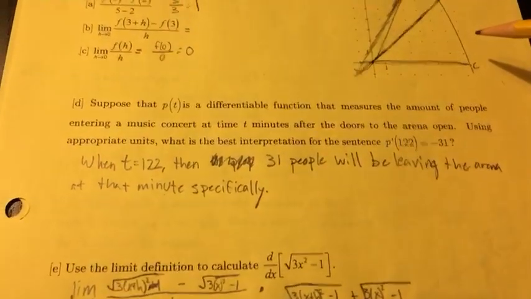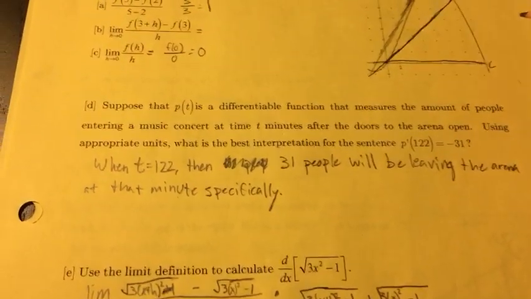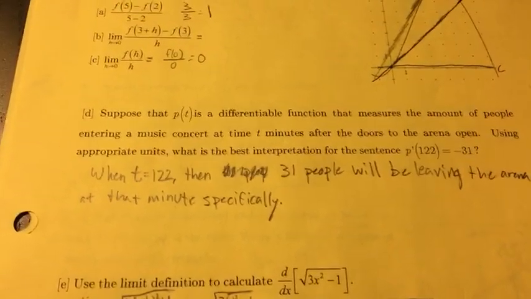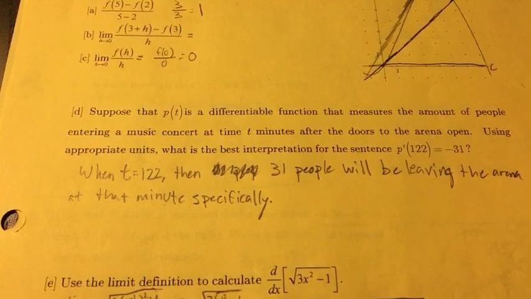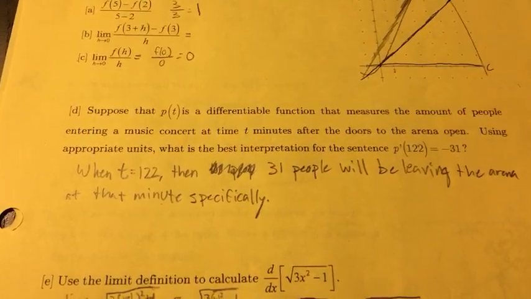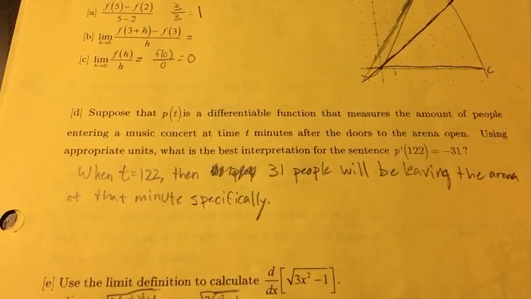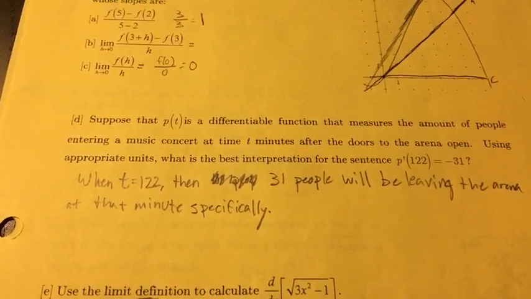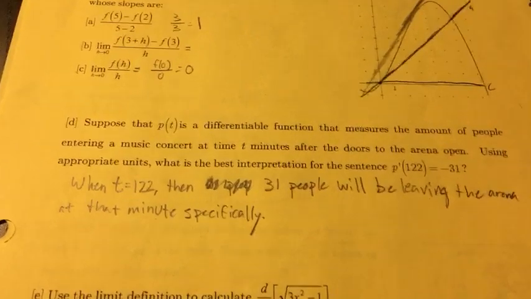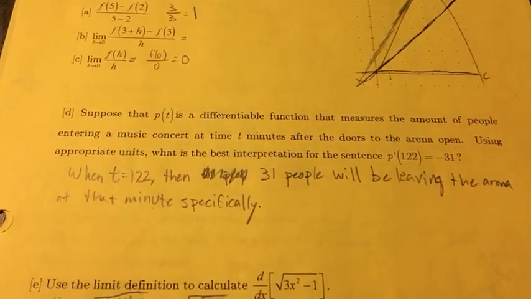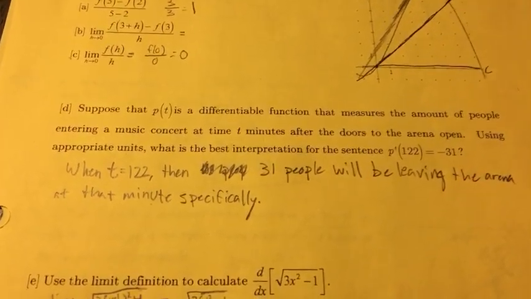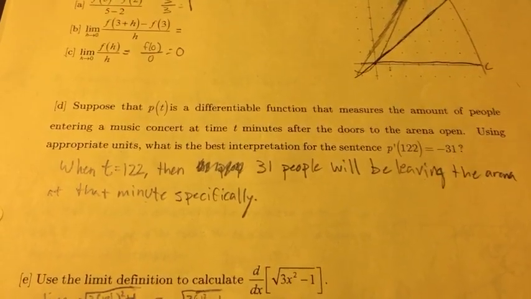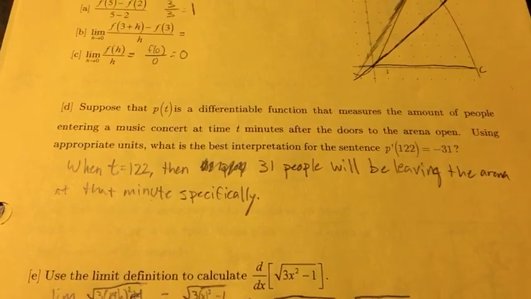And then suppose that p of t is a differentiable function that measures the amount of people entering a music concert at time t minutes after the doors to the arena open. Using appropriate units, what is the best interpretation of the sentence p prime of 122 equals negative 31? So the interpretation of this is when t equals 122 minutes, then 31 people will be leaving the arena at that minute specifically.